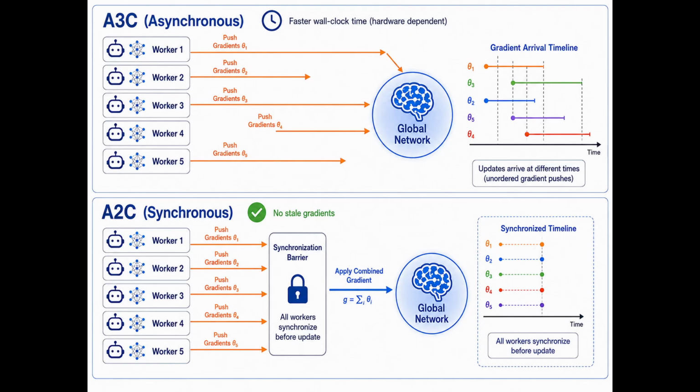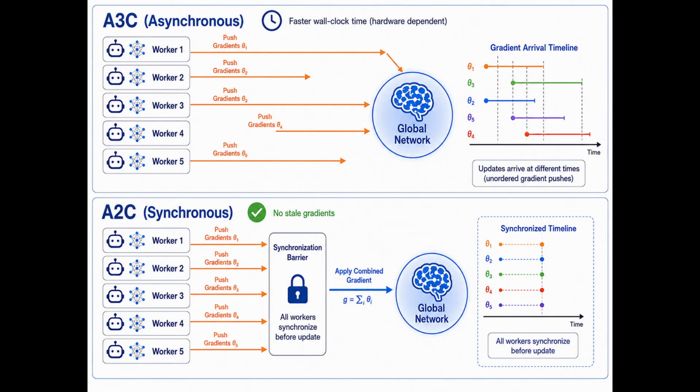Each worker pushes gradients asynchronously, meaning workers don't wait for each other. This makes A3C fast, but it also introduces stale gradients. By the time worker 5's gradient arrives, the global network has already been updated several times by other workers. This introduces some instability.